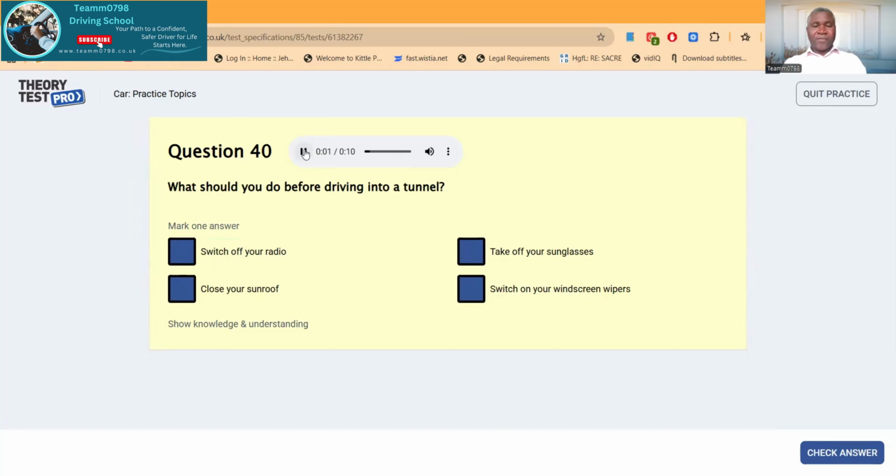What should you do before driving into a tunnel? Switch off your radio. Take off your sunglasses. Close your sunroof. Switch on your windscreen wipers. Okay, so take off your sunglasses.